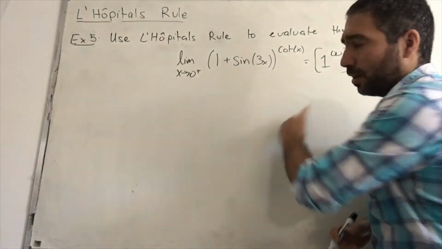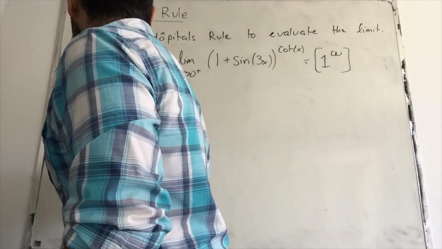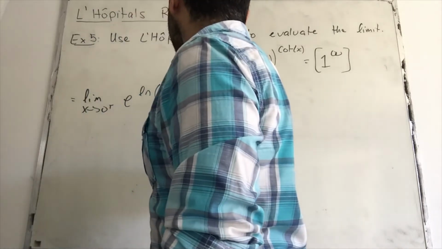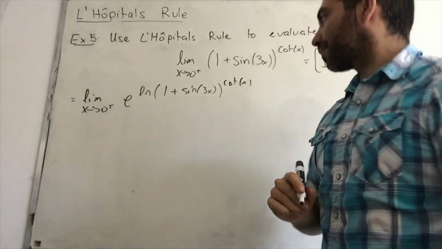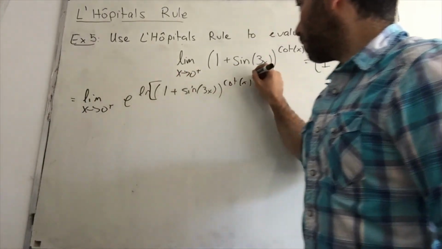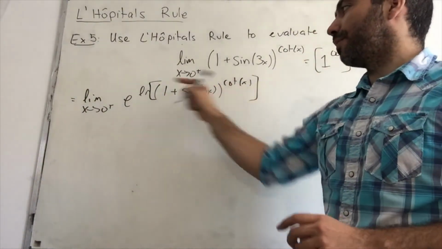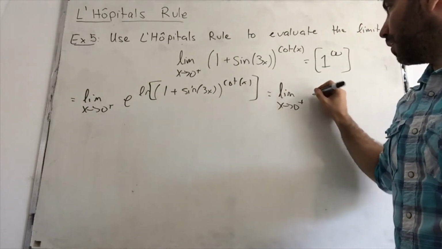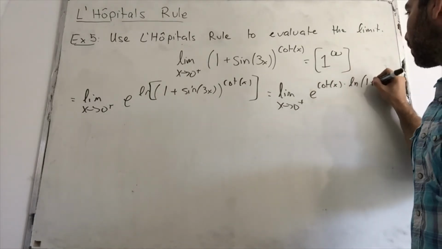Let's go ahead and apply our log property. So we take the limit as x tends to 0 from the positive side, e to the ln of whatever we have here, 1 plus sine of 3x, to the exponent cotangent. Let me add a bracket here. That's all inside the ln. And now we're going to drop the cotan in front, giving us the limit as x tends to 0 from the positive side, e to the cotangent of x, times ln of 1 plus sine of 3x.